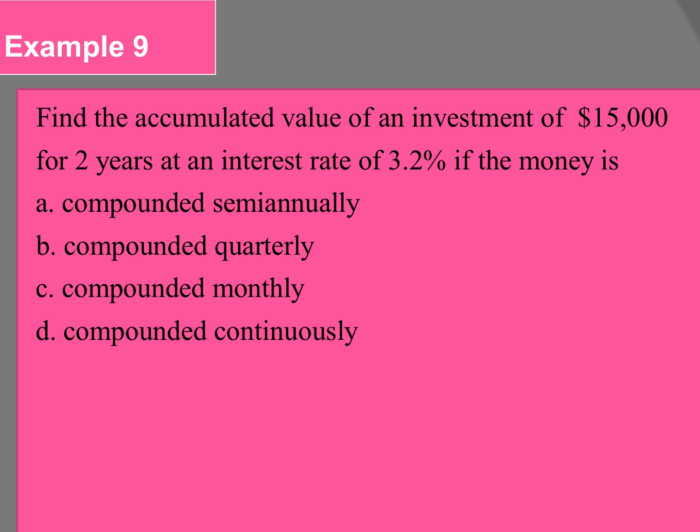So let's find, with our formula, we have A is equal to P times 1 plus R over N to the power of N times T. So let's find everything for our equation here, our formula. What would P be? 15,000. It is our starting amount. So we're starting with $15,000.